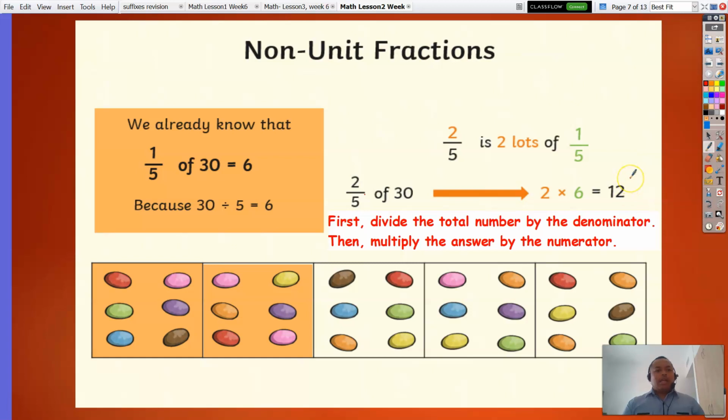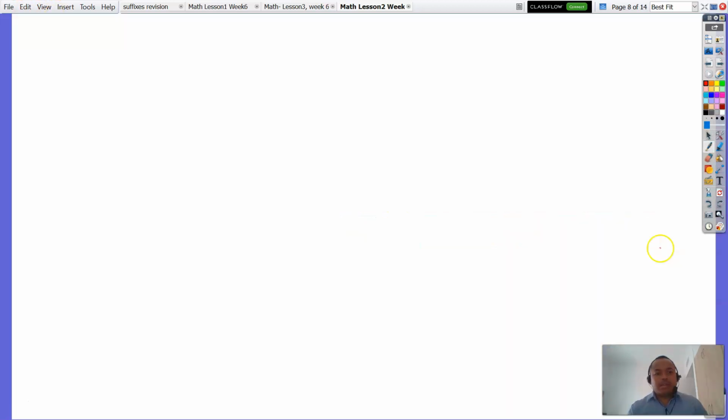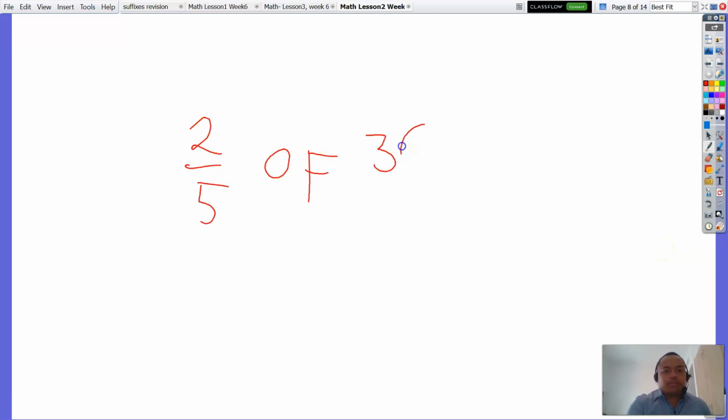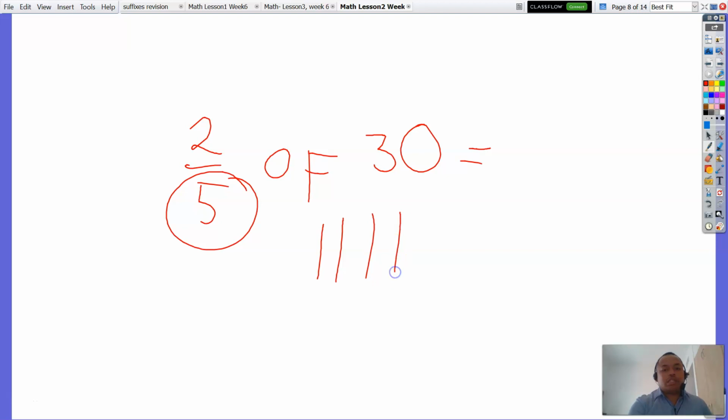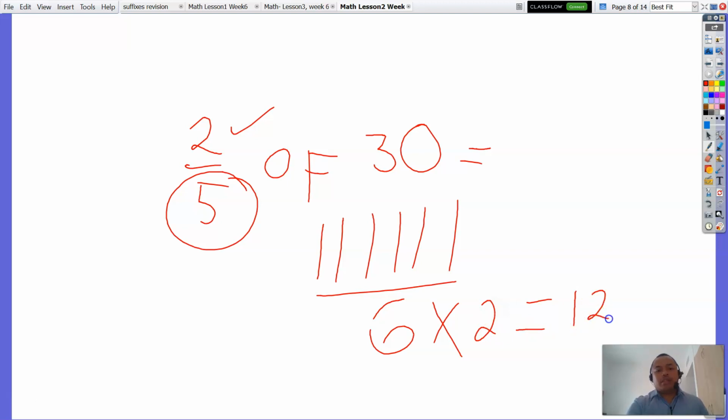However, I always ask my class to do the times table. So for instance, we have 2/5 of 30. Count the times table of 5 because that is our denominator. Make a tally: 5, 10, 15, 20, 25, 30. So you got 6. Then multiply it by our numerator. 6 times 2 makes 12. So 2/5 of 30 is 12.